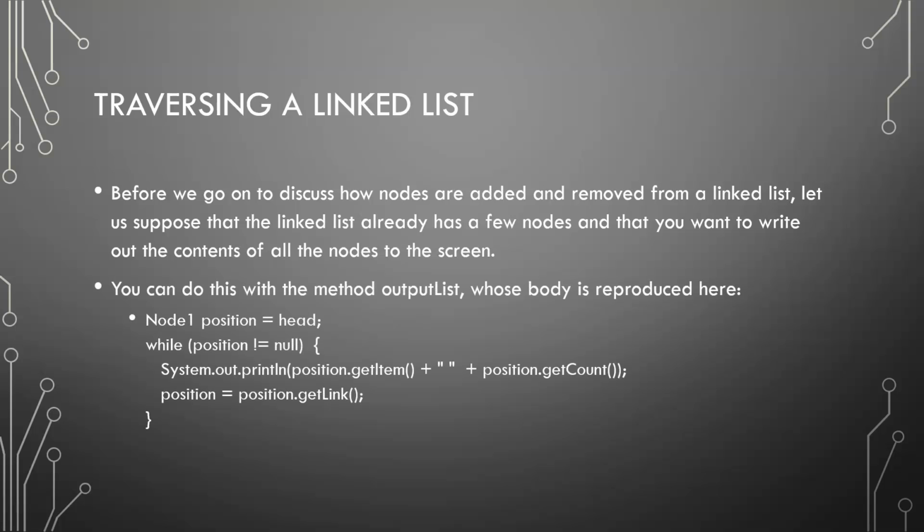We can do this with the method outputList, which I've reproduced here. Node1 position equals head, while position does not equal null, System.out.println(position.getItem() + " " + position.getCount()), position equals position.getLink(). And that's very simple code. It just outputs what we have in the list.